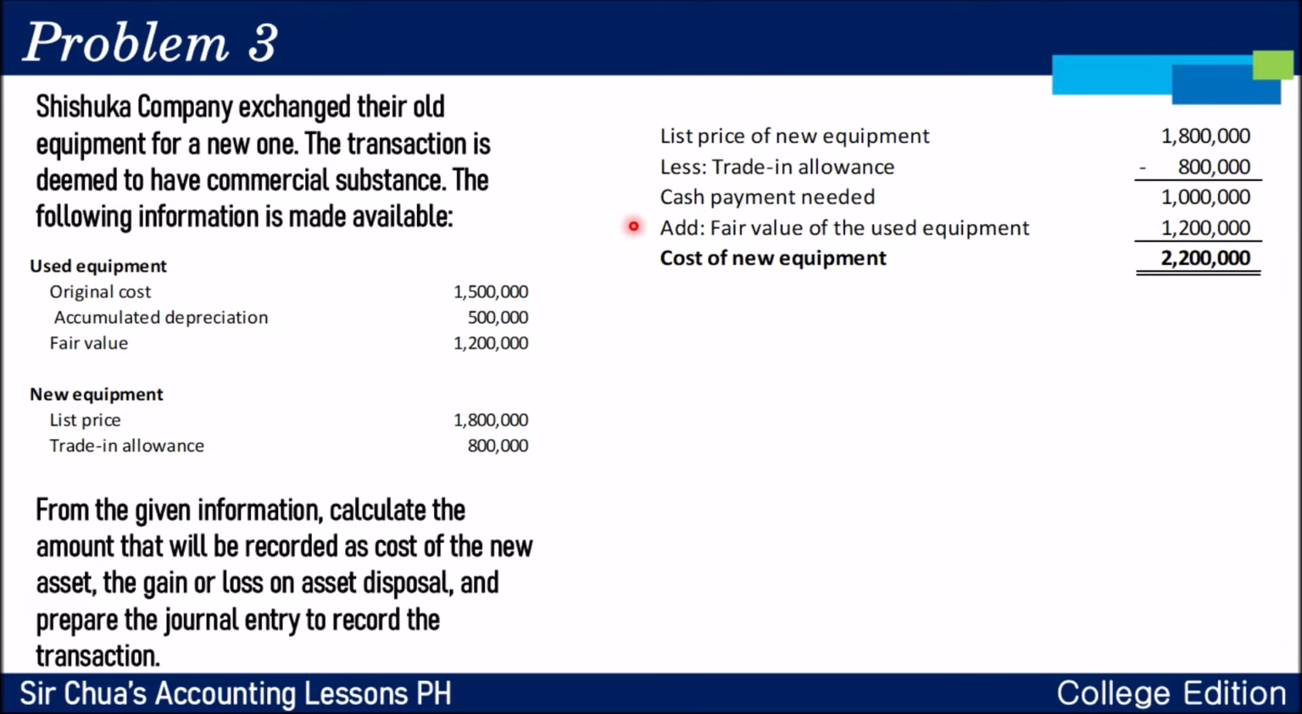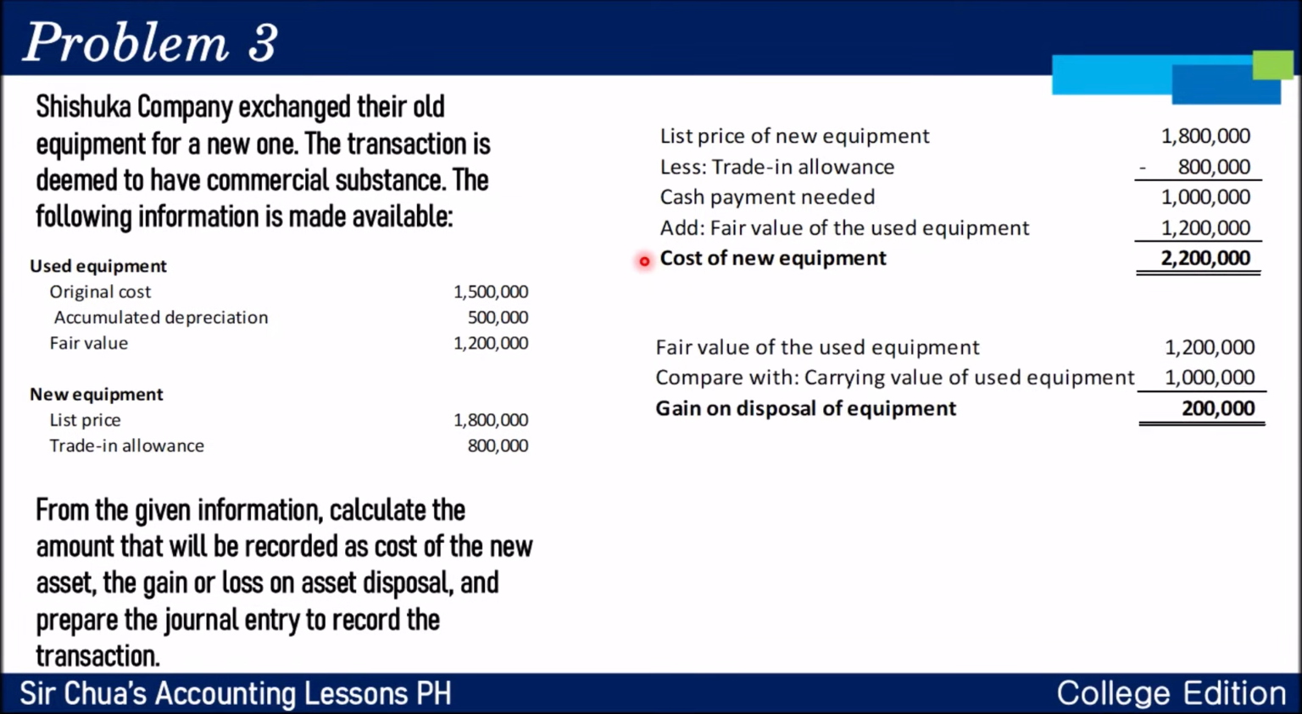So, the cost of new equipment is 2,200,000. Now, is there any gain or loss on disposal? Check natin. If the fair value of the used equipment is 1,200,000, you compare it with the carrying value of the used equipment. So, dito lang tayo iikot dyan. Parang ang dating, kung ang fair value niya ngayon is 1,200,000, then the carrying value is 1,500,000 minus 500,000, which is 1 million. There is a gain on disposal of equipment of 200,000. Okay?